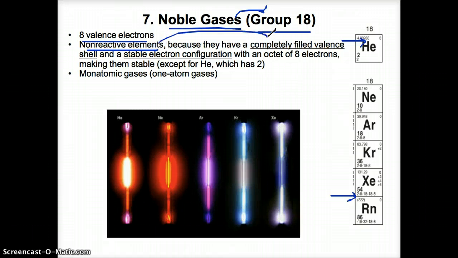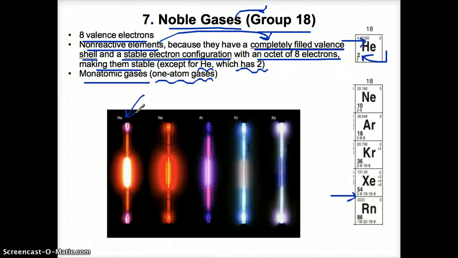Let's remember why from what we reviewed earlier. They're non-reactive because they have a completely filled valence shell, and therefore they have a stable electron configuration with an octet of 8 valence electrons, therefore making them stable. The only exception to this is helium, which has 2 valence electrons to be stable, but it's still stable nonetheless. And noble gases are all monatomic, or one-atom gases, as you can see here for helium, neon, argon, Kr, Xe.